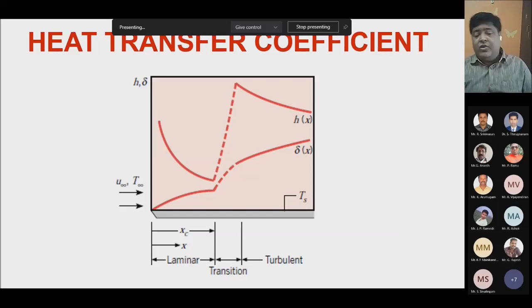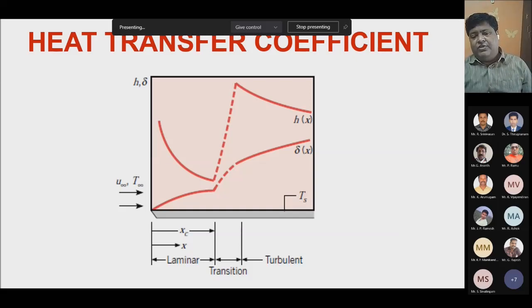U is the velocity of the fluid, and nu is the kinematic viscosity. L is the length, what is called the characteristic length. So what you do is calculate the Reynolds number. In the case of a flat plate, from experimental observation, if the Reynolds number is greater than 5 into 10 power 5, the flow is turbulent, and if it is less than 5 into 10 power 5, the flow is laminar.